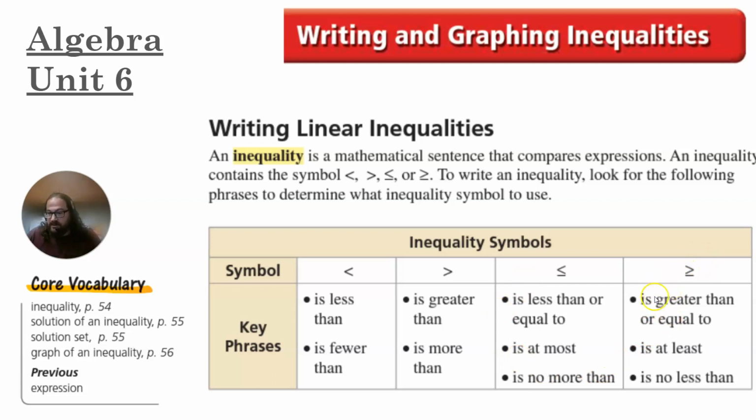Greater than or equal to, they could just say "is greater than or equal to," or they could say "is at least" or "is no less than." So "is at least" means there's a lowest number, so it can equal that, or it can be everything greater than that. "Is no less than" means it's not less than, so it's greater than or it's equal to it. So make sure you get this in your notes and that you remember these phrases and which inequality symbols they will indicate.